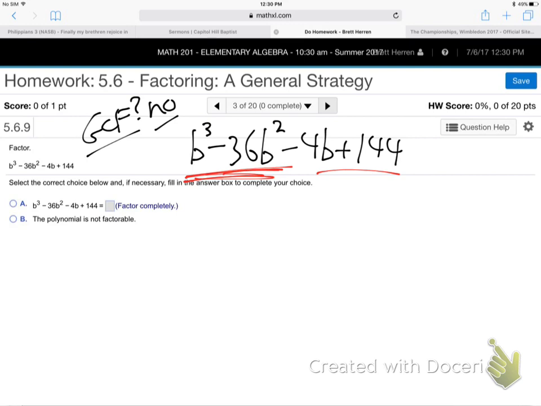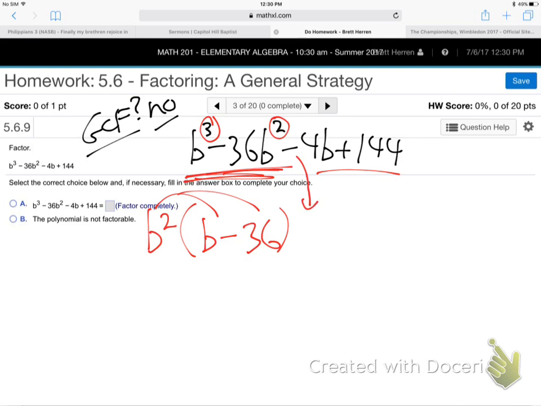What do just the first 2 have in common? Take the lower power out, right? This is B3, this is B2. Which one do you take out? B2. Remember, you take the lower power. Take out a B2. Good. And then you go boom, boom. What'll work? B2 times B, and B2 times 36. Good so far? Is that good? Now, a minus sign in the middle comes down.